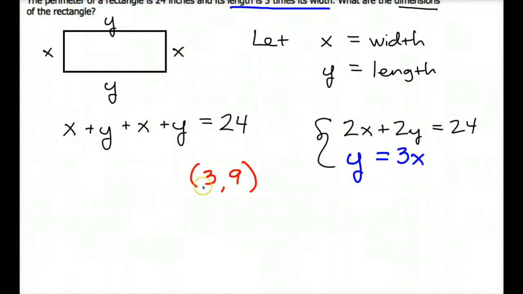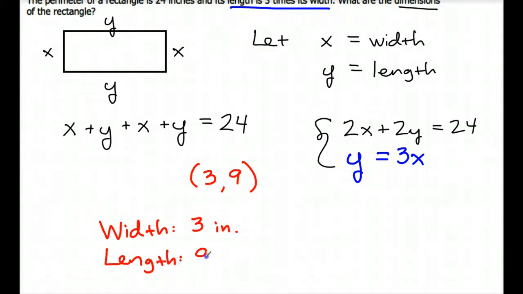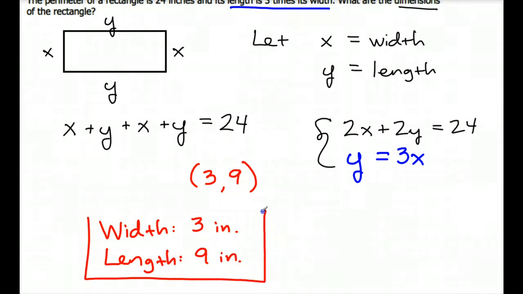And so what that means is, since x is 3, that means that the width of our rectangle is 3 inches. And the length, which is our y, is 9 inches. Again, when you're doing your homework, you want to write your answers in complete sentences. For the notes, this would be fine. But for your homework, you could say the width is 3 inches and the length is 9 inches.